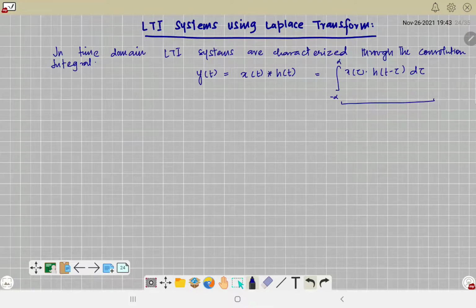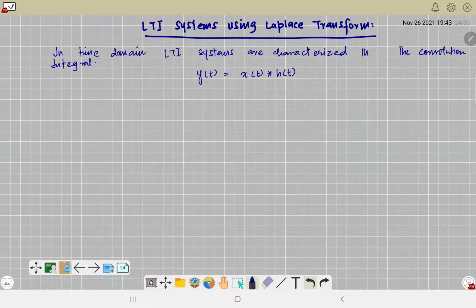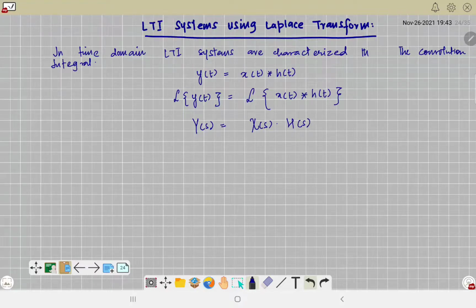Now, if I apply Laplace transform on both sides here, we don't need this integral here. It will be the Laplace transform of the output signal and the Laplace of this convolution. Now we already know that convolution translates to multiplication in the S domain. So I can say Y of s, assuming that Y of s is the Laplace transform of y of t, will be equivalent to X of s multiplied by H of s.